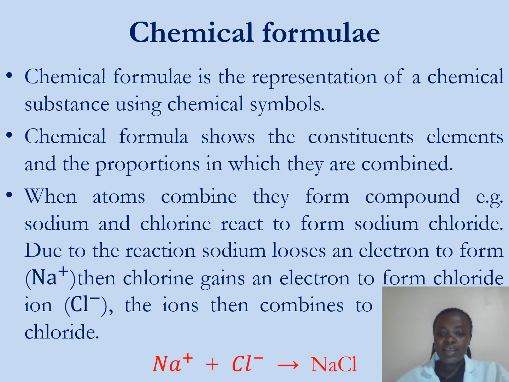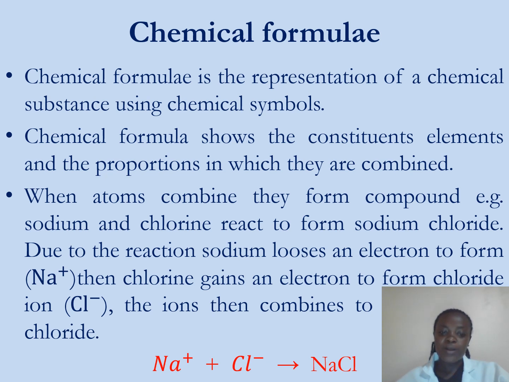When atoms combine, they form compounds. For example, sodium and chlorine react and form a compound known as sodium chloride. During this reaction, sodium will lose an electron, as we saw, to form a positive ion, or in other words, a cation. Then chlorine will gain an electron to form a negative ion, or rather an anion.